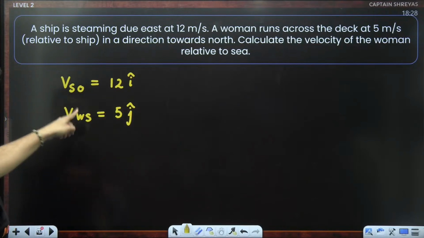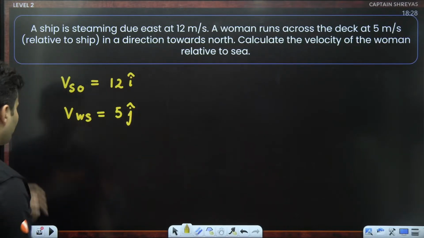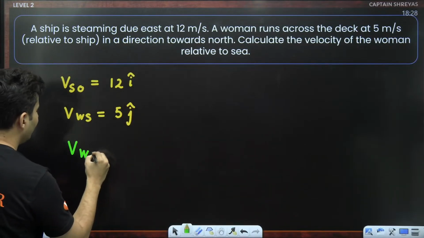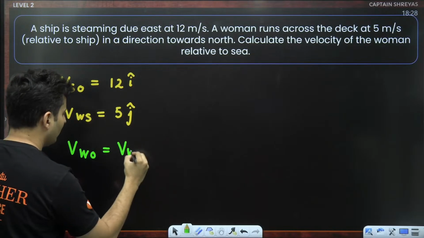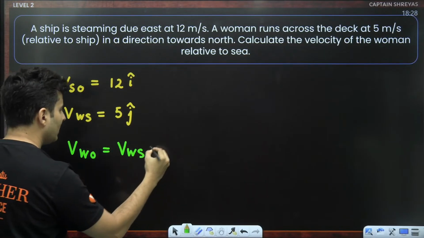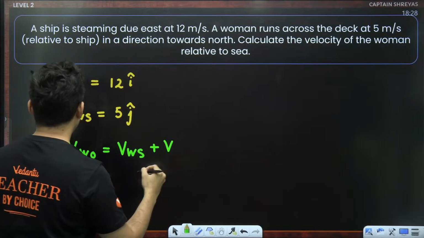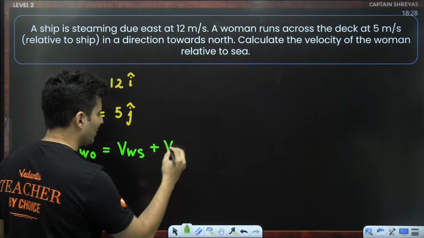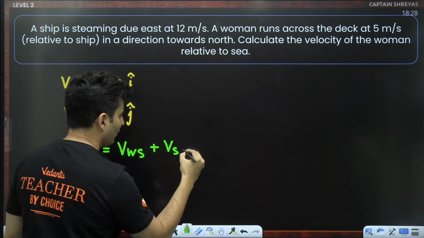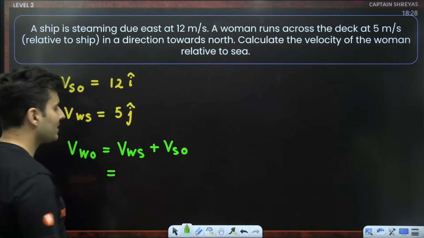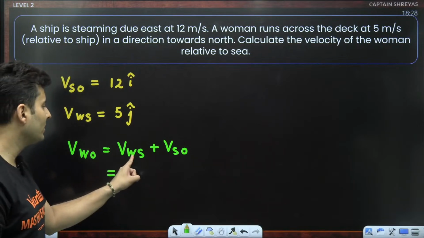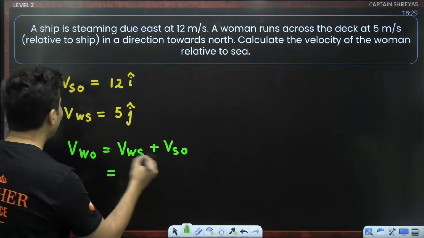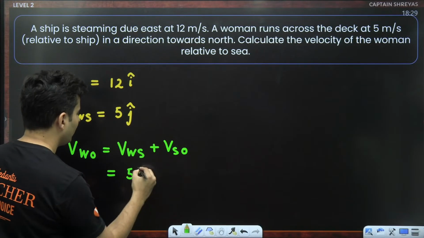I think I told you the chain rule. I think we can just use that over here. So check this out. Velocity of the woman with respect to the ocean will be velocity of the woman with respect to the ship, plus velocity of the ship with respect to the ocean. I think this is correct. W O, so W is the start, O is the end, S is in between. You can extend this chain as long as you want. V W S is nothing but 5 j cap.